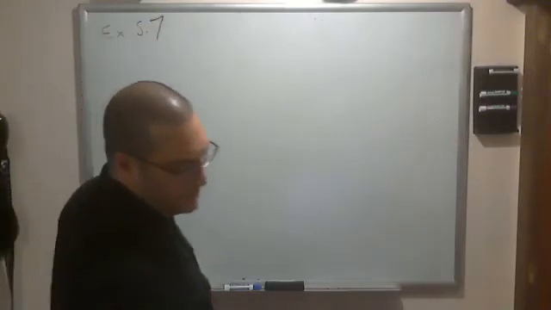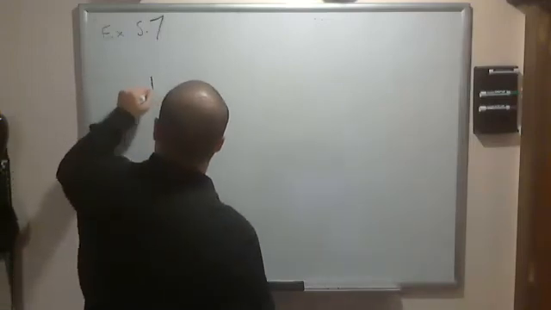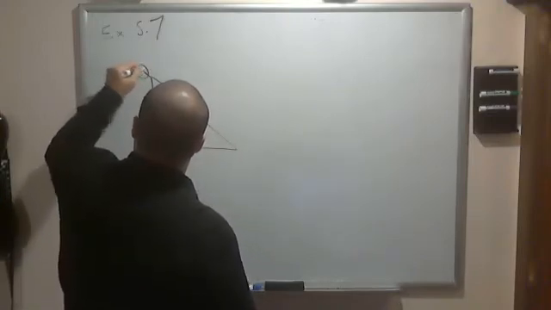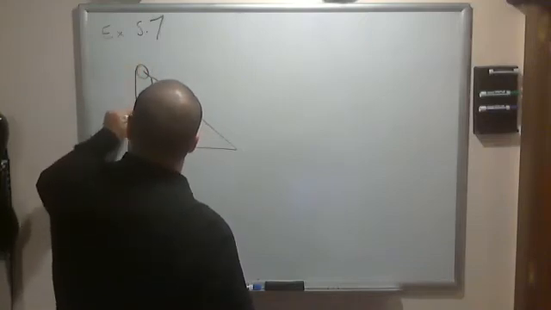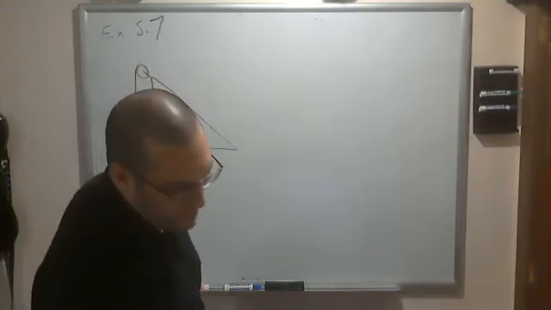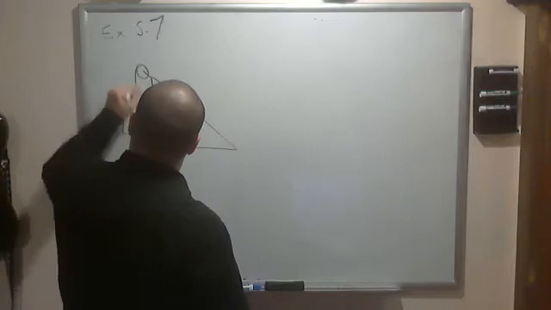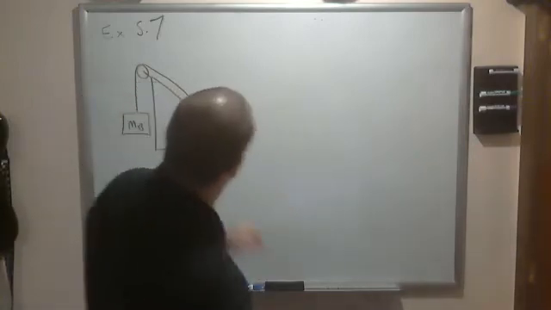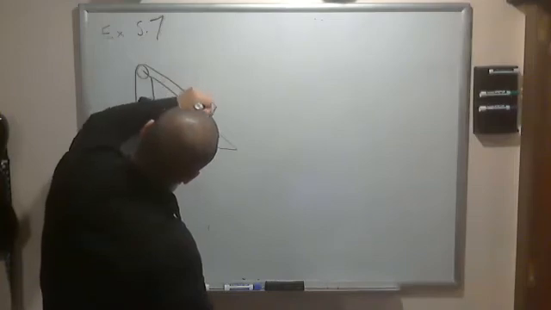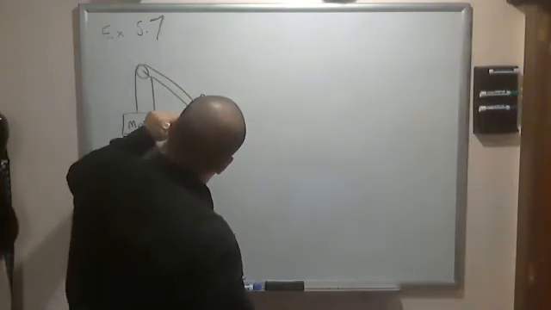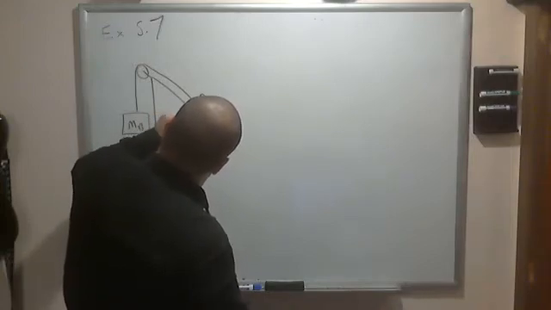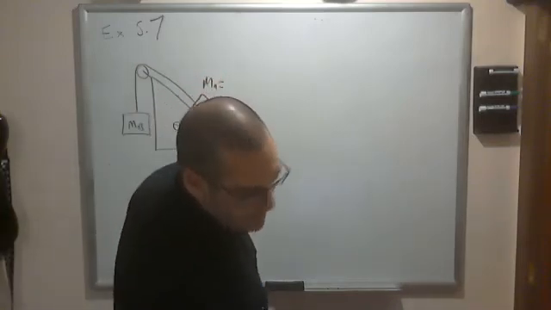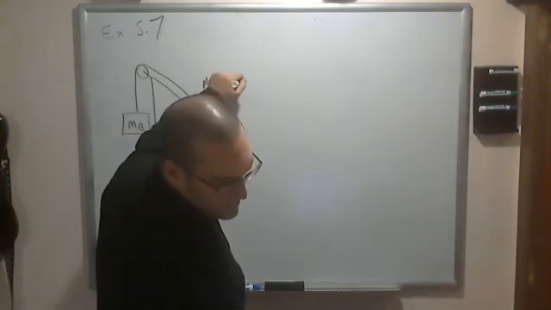In this problem, we have two masses connected to each other by a piece of rope. And one mass is hanging off the side of an inclined plane, while the other one is on the hypotenuse of that plane. And then you have an angle of 37 degrees. MA is equal to 10 kilograms.